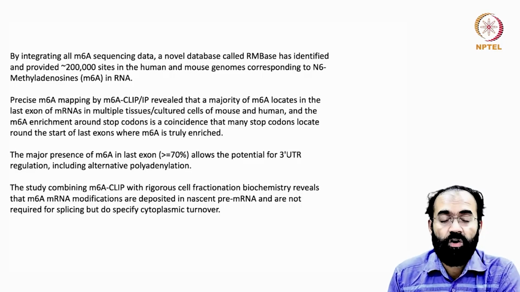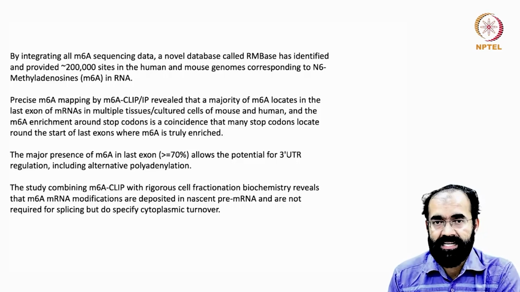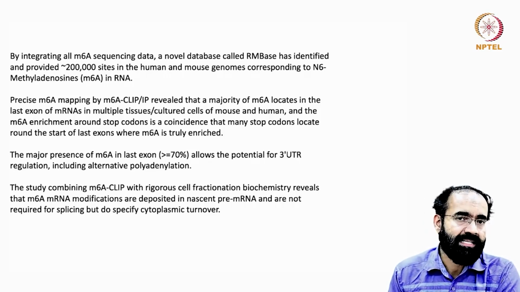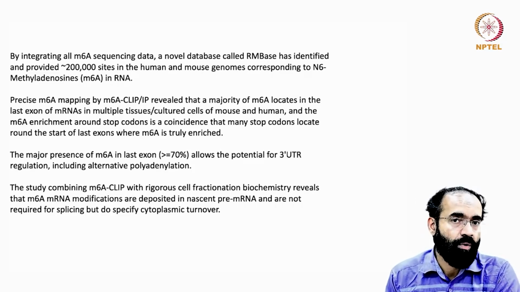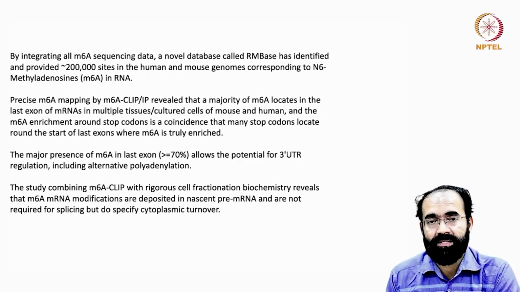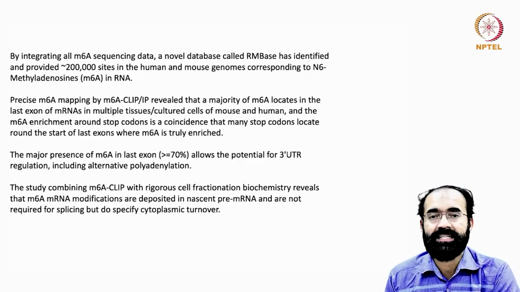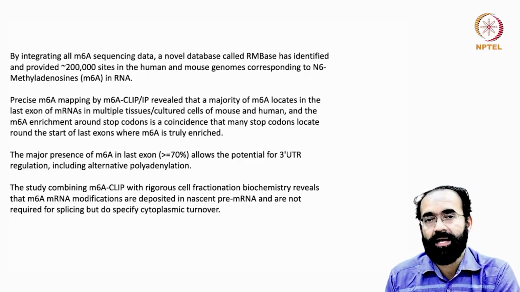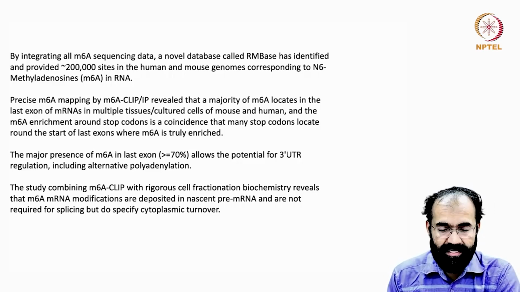So the major presence of M6A in the last exon, which is more than 70%, allows the potential for 3' untranslated region regulation, including alternative polyadenylation. With alternative polyadenylation, as we discussed, a given mRNA can have multiple polyadenylation signals, and that will invite or exclude a microRNA binding site. It can also include or exclude a given secondary structure, and sometimes it can also facilitate alternative splicing.